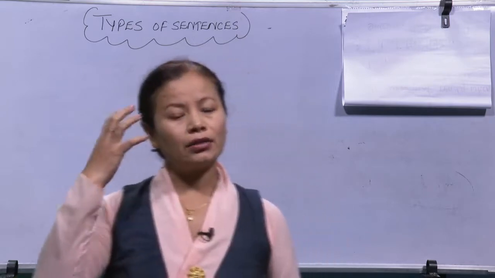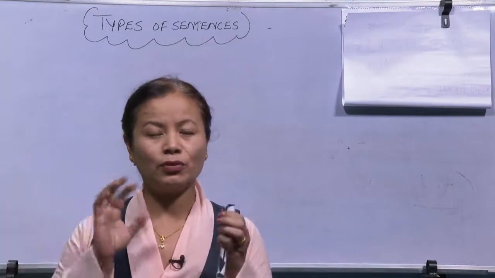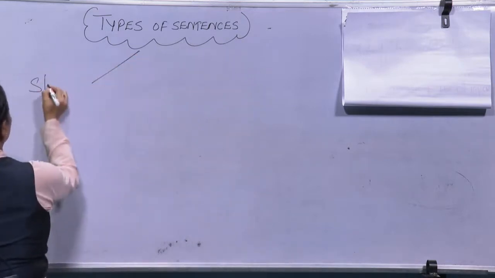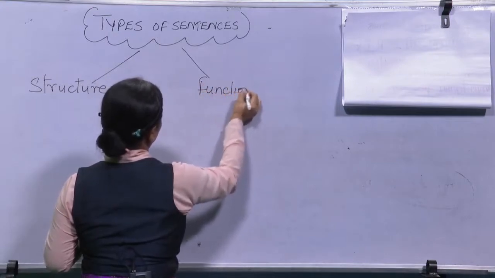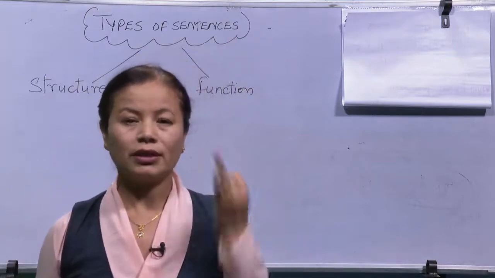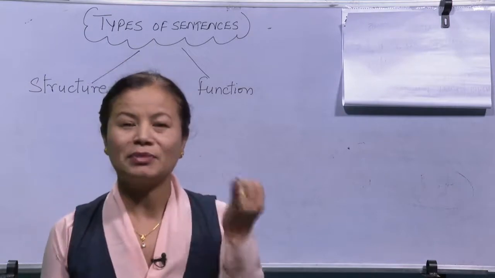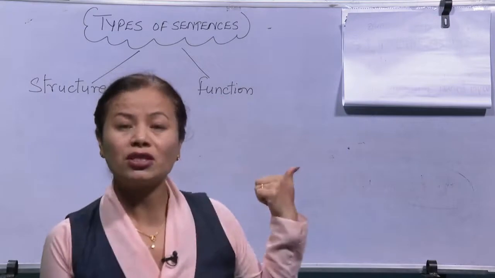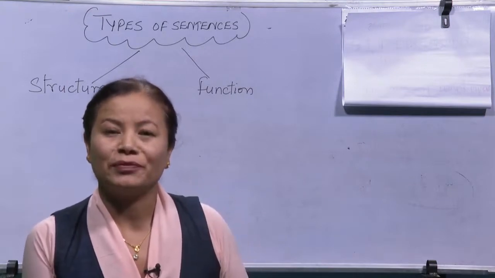When you are thinking, keep in mind types of sentence based on structure and types of sentence based on function. That will help you think in an easier way. Based on structure, you have learned about simple and compound. Though you have heard about simple, compound, complex and compound complex, you have learned only two: simple sentences and compound sentences. For types of sentences based on function, you have learned about declarative, interrogative, affirmative, negative, and exclamatory.